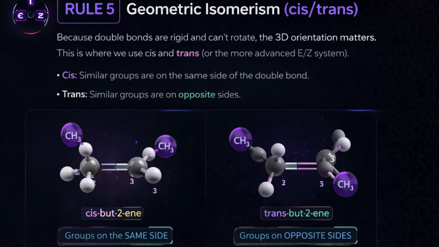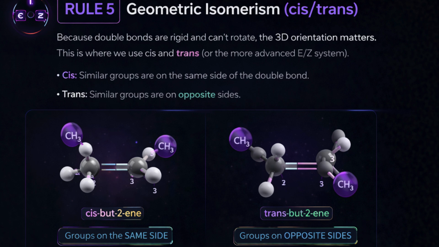Double bonds are rigid and cannot rotate. Unlike single bonds, which can freely rotate, a double bond is locked in place because of the presence of a pi bond. Breaking this rigidity would require a lot of energy, so rotation doesn't happen under normal conditions. Because of this, the position of groups around the double bond becomes fixed, and that's where geometric isomerism comes in.